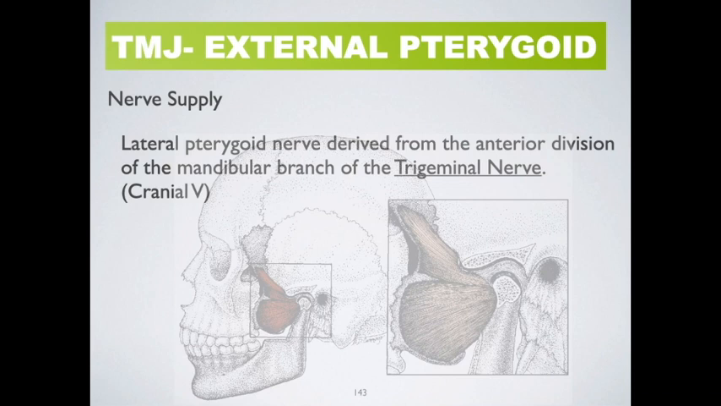Nerve supply, once again, is the mandibular branch of the trigeminal nerve, the pterygoid nerve from the anterior division of the mandibular branch of the trigeminal nerve.